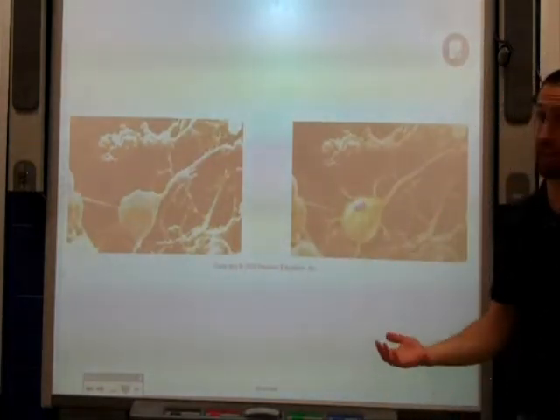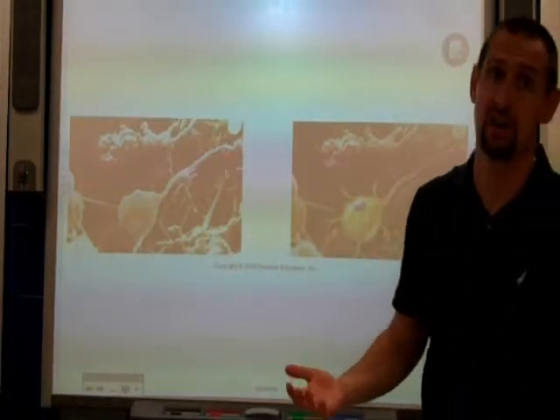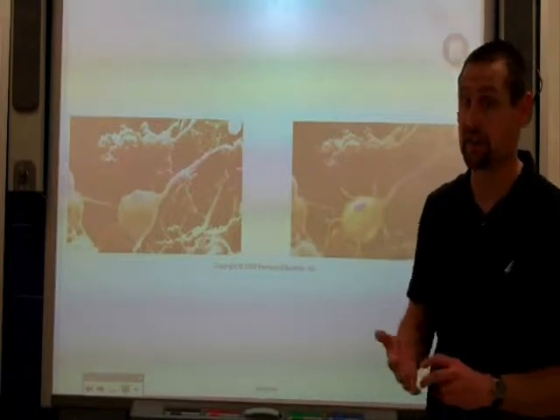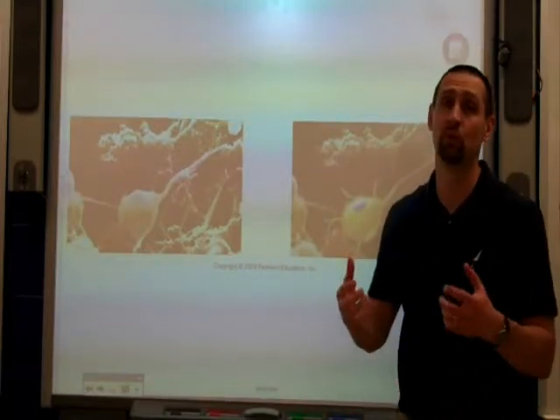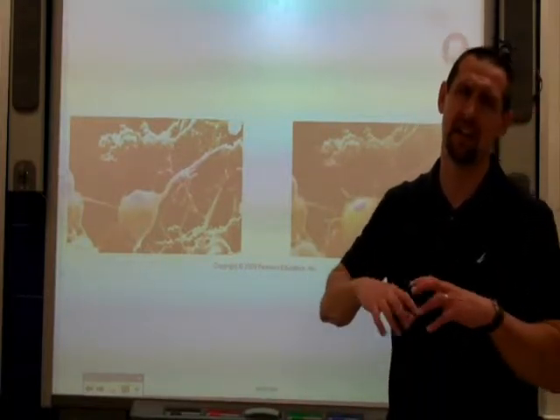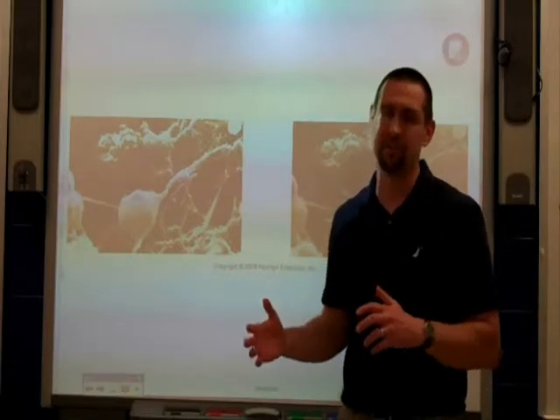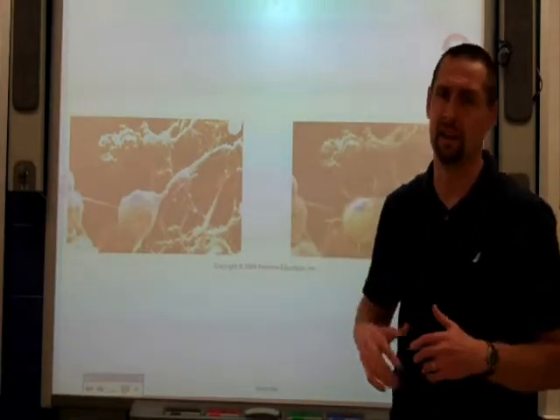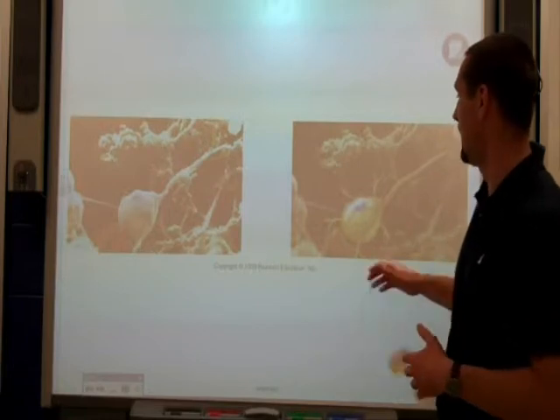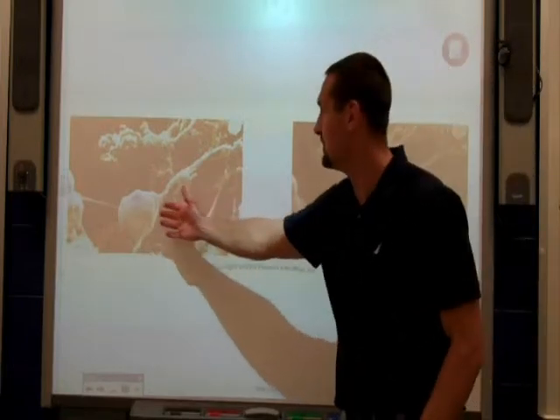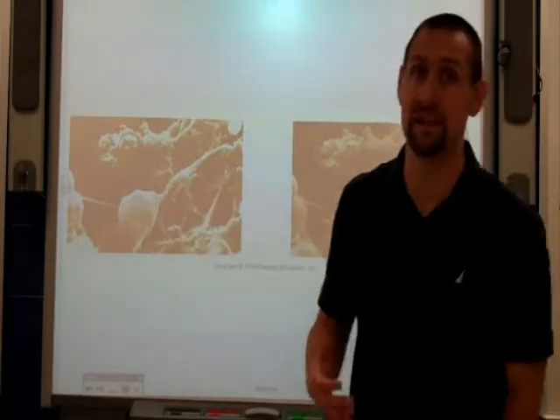Nerve tissue is fairly easy to handle. There's only really two kinds. There's the neurons, the actual nerve cells, and then the supportive neuroglial cells that help to protect, surround, and help the nerve cells to thrive and survive. So there's a nerve cell. You find those mostly in your brain and spinal cord.